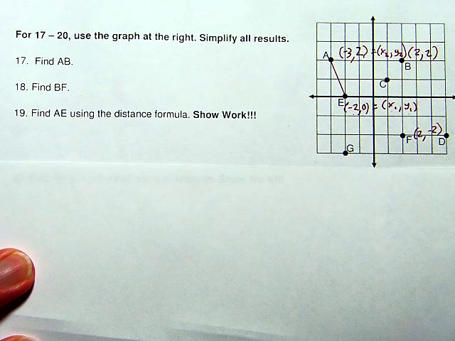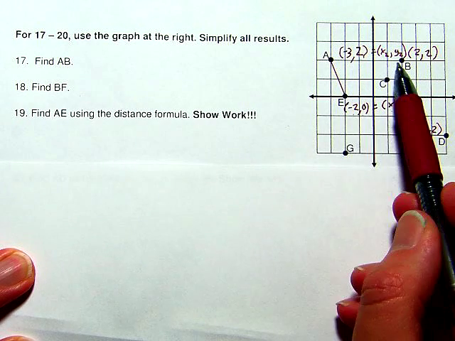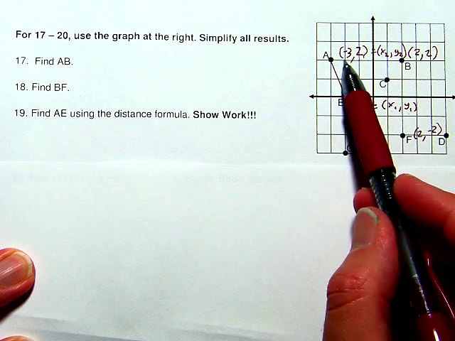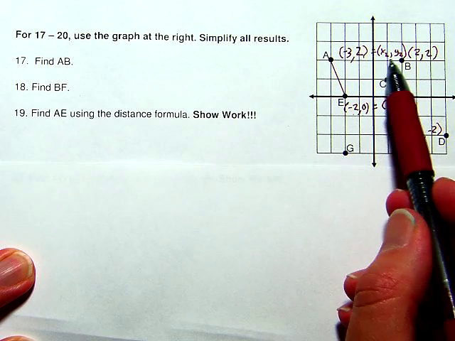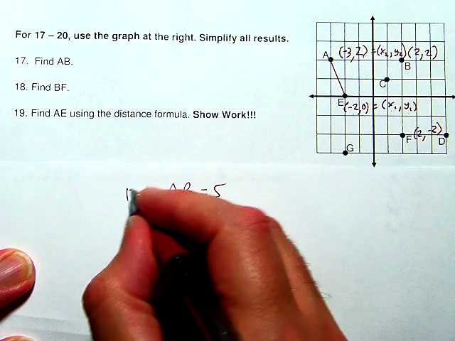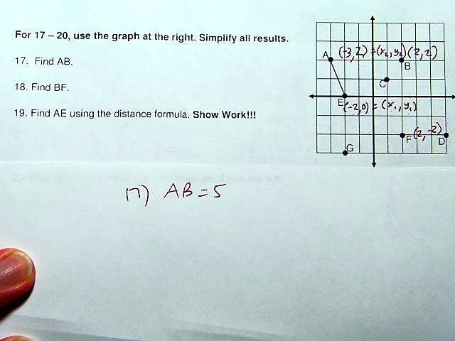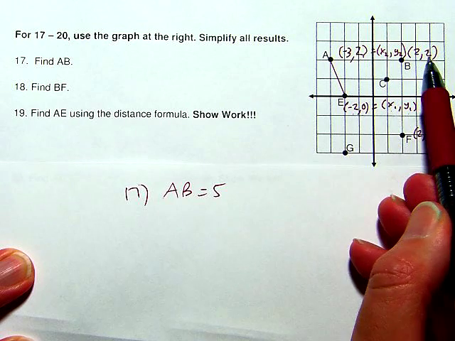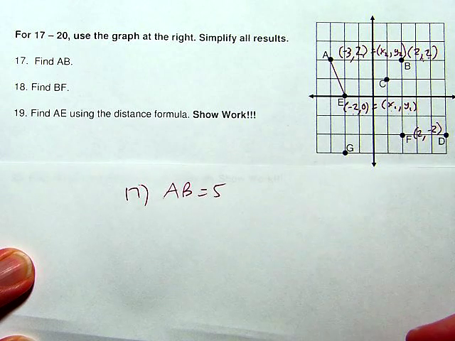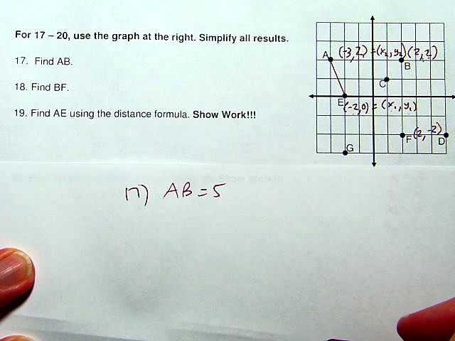So question number 17 is to find AB, and they're both on the same horizontal line. I could simply count across that horizontal line: 1, 2, 3, 4, 5. So AB is equal to 5. That is the answer for number 17. And if for some reason it wasn't entirely obvious that they were on the same horizontal line, you could find that out by looking at the fact that they both have the same y-coordinate. They both have the same y-coordinate of 2, which means that they're on the same horizontal line.